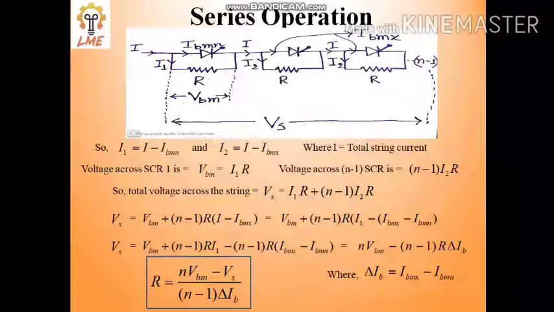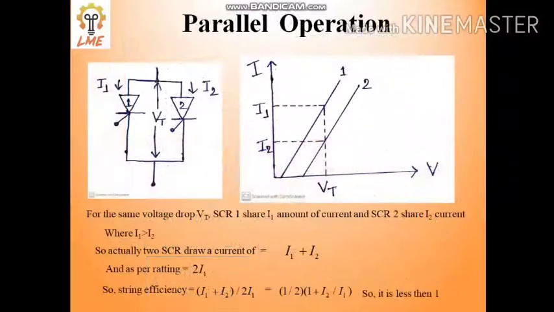Okay, so let's go for the parallel operation. In the parallel operation, we connect SCR 1 and 2 in parallel. Here we are operating them in parallel for increasing the operating current value. Here we face the same problem that we faced in the case of the series.